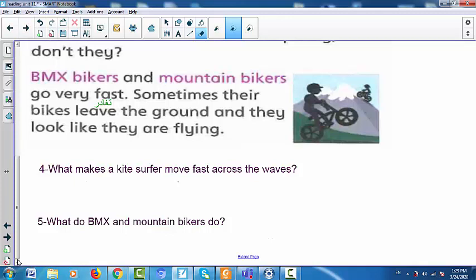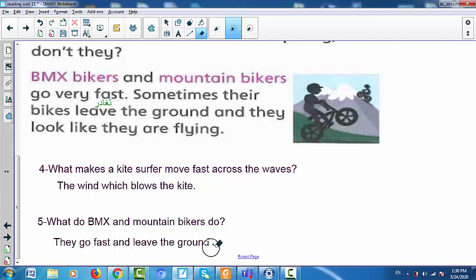If I ask you about these two paragraphs, what makes the kite surfer move fast across the waves? Yes, the wind which blows the kite can make the kite surfer move very fast. What do BMX and mountain bikers do? They go fast and leave the ground and look as if they are flying.